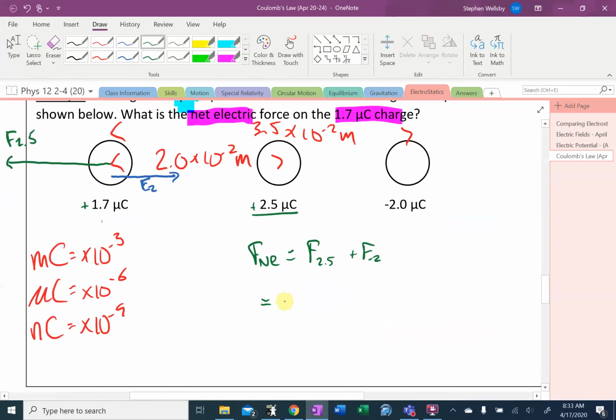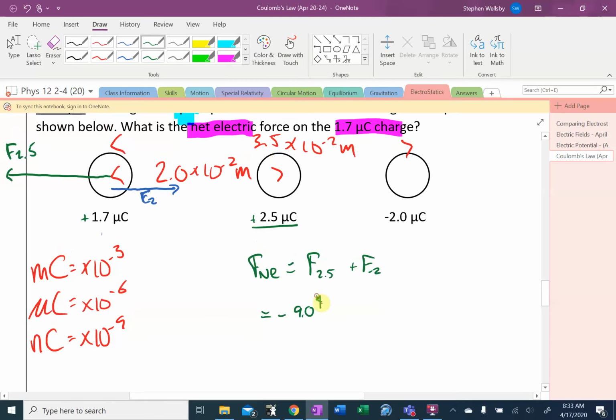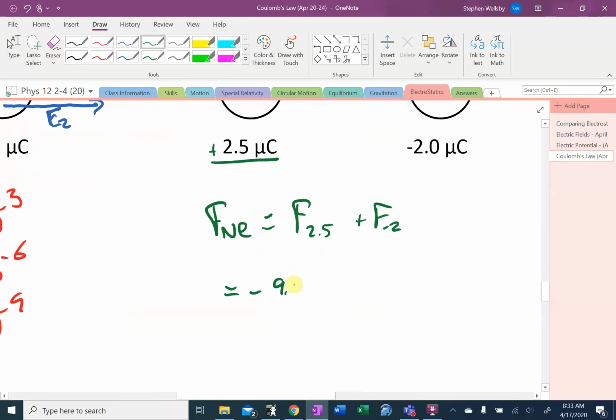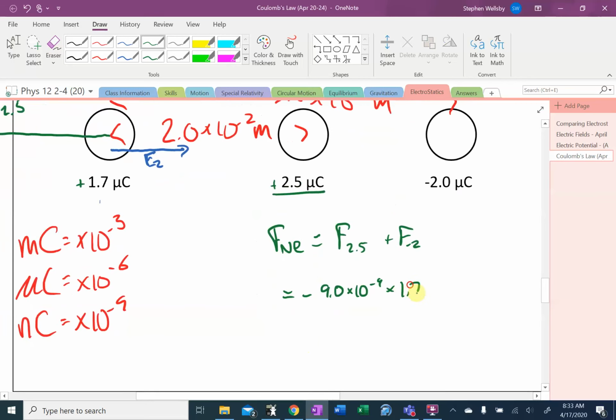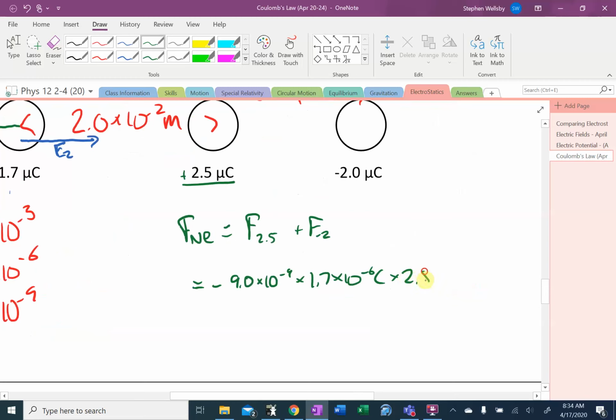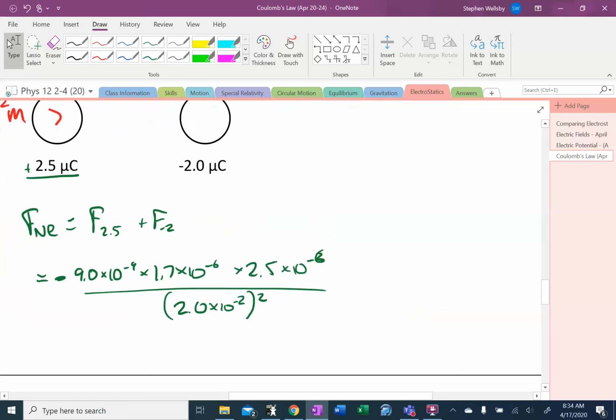Okay, so this is going to be negative 9.0 times 10 to the 9, multiplied by Q1, 1.7 times 10 to the minus 6 coulombs, multiplied by 2.5 times 10 to the minus 6 coulombs, and I'm going to divide that by the distance, and the distance here was 2.0 times 10 to the minus 2 squared. And I'm just putting this negative sign at the beginning to remind me that it's going to the left, and I'm going to add this force here.